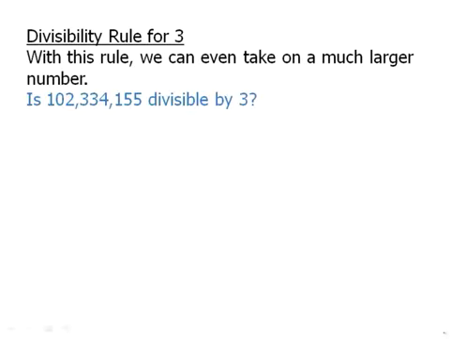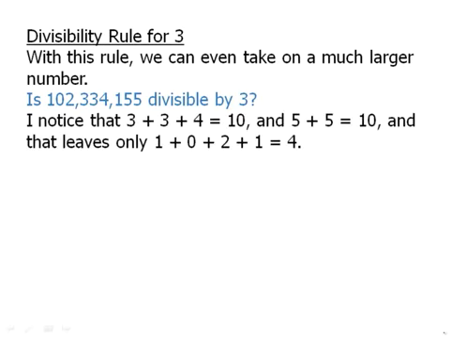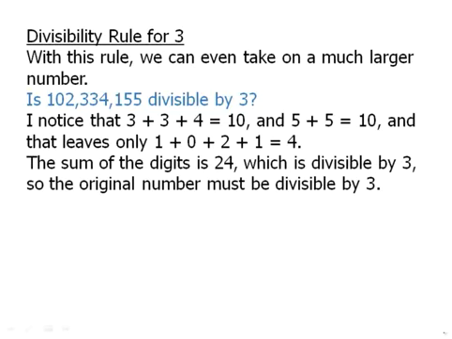Here's the question we had at the very beginning of the module. So is that large number divisible by 3? Well, here's what I notice. I notice that that middle 3 plus 3 plus 4, that equals 10. I can take the 5 plus 5, that equals 10. And that only leaves a 1, a 0, a 2, another 1, and those add up to 4. So that means that everything adds up to 24. The sum of the digits is 24, which is divisible by 3, so the original number must be divisible by 3. So all we have to do is add up the digits and then see if that's divisible by 3, and then that tells us whether the number overall is divisible by 3.